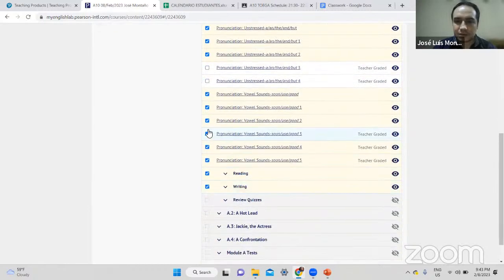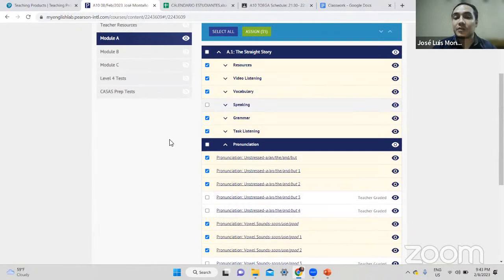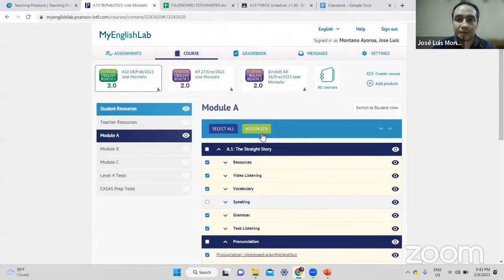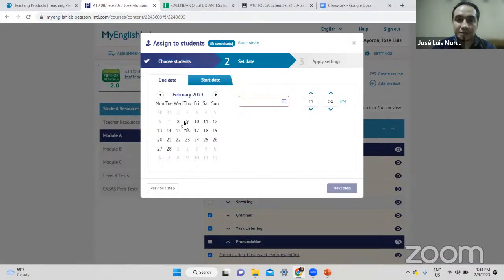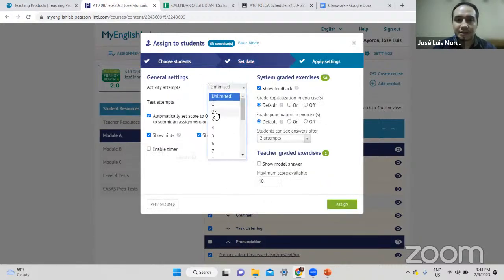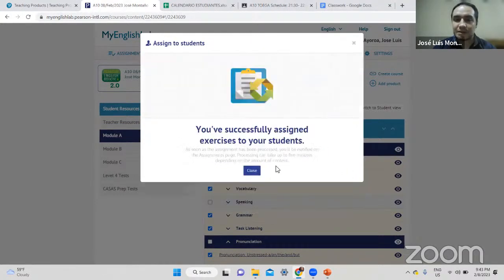Okay, the same logic, everything is going to be the same. So you have today and tomorrow to cover the lessons, but you're going to have one extra day to finish the assignments for this unit. So Wednesday, Thursday, we cover those 2 days, but you have until Friday to finish that. And one more time, 2 attempts, and that's it.